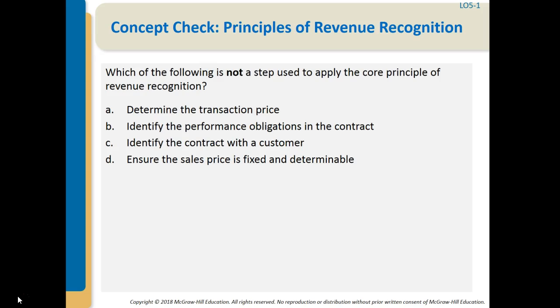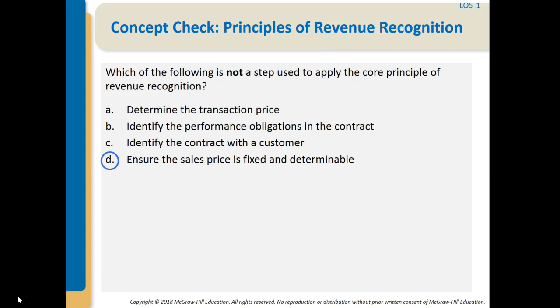So let's take a look at our very first question here. Which of the following is not a step used to apply the core principle of revenue recognition? A. Determine the transaction price. B. Identify the performance obligations in the contract. C. Identify the contract with the customer. Or D. Ensure the sales price is fixed and determinable.